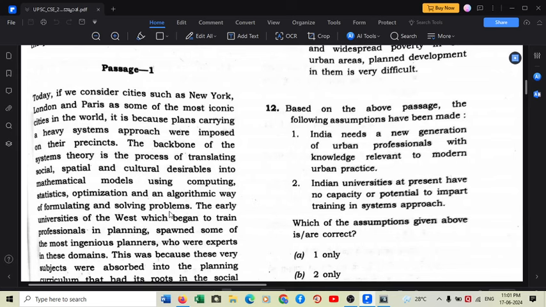The backbone of the systems theory is the process of translating social, spatial, and cultural desirables into mathematical models using computing, statistics, optimization, and an algorithmic way of formulating and solving problems. So you see, they have explained it further. See, any kind of urban planning is based on mathematical models, and what goes into mathematical models is basically what we are talking about in this passage.